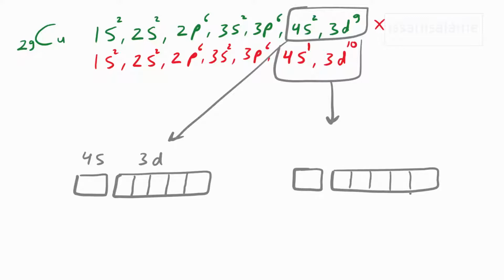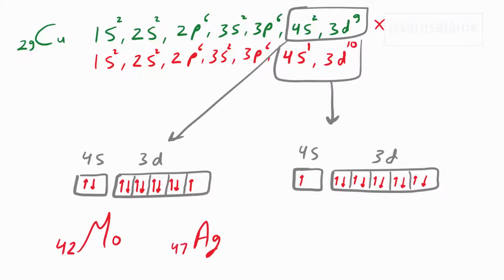In the first case, we have 2 electrons in the S subshell and 9 electrons in the D subshell. So the S is completed with 2 electrons, while in the D we have 4 suborbitals completed with 1 unique electron in the fifth. In the second case, we have 1 electron in the S suborbital and all the D suborbitals are completed, which is the more stable case. And this is the case with many other elements like molybdenum, silver, gold, and others.